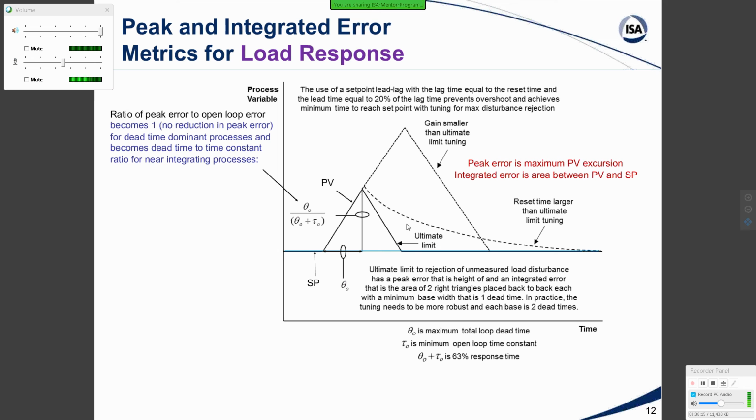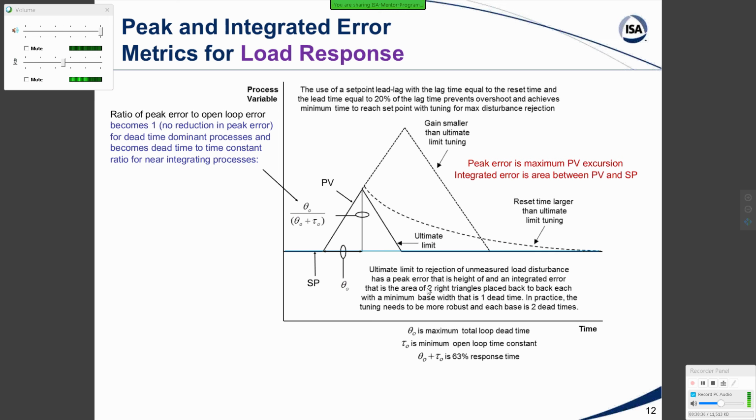Now, if we have a reset time larger than what we need or should have, then the return to set point is more gradual. If we have a gain that is too small, the peak of this triangle is going to be larger.